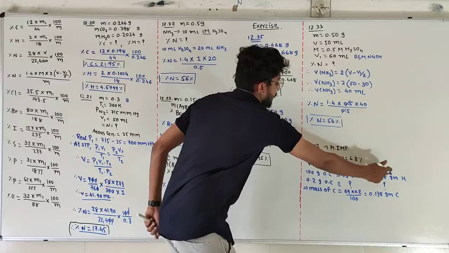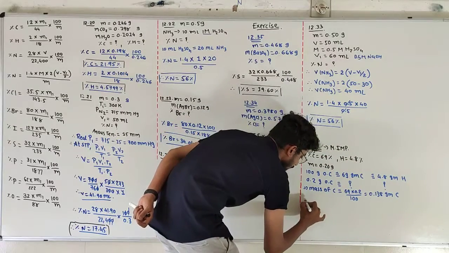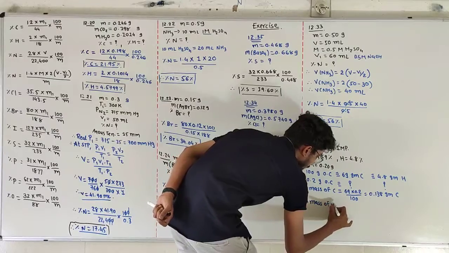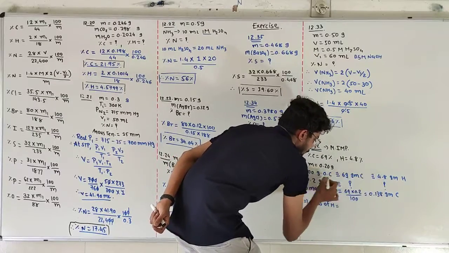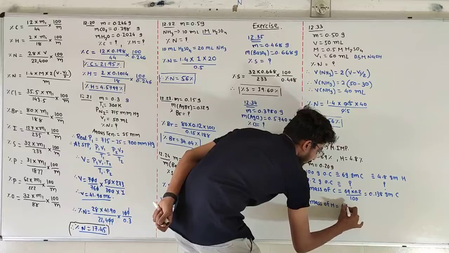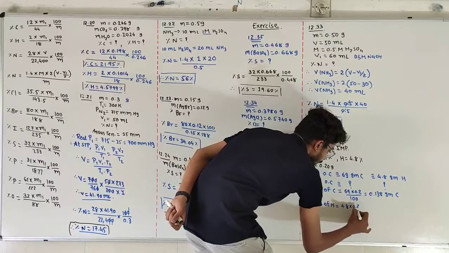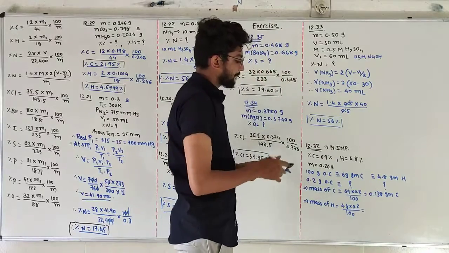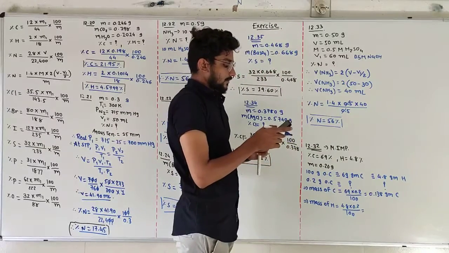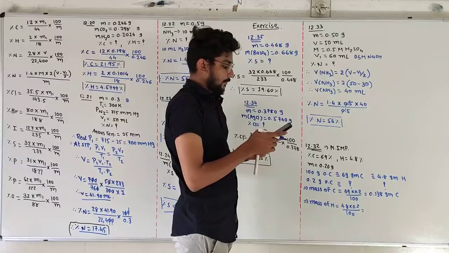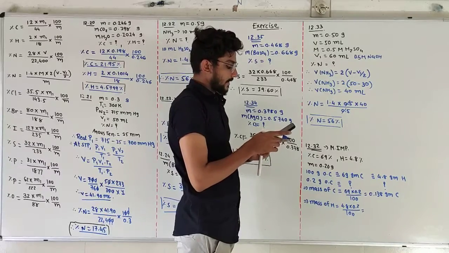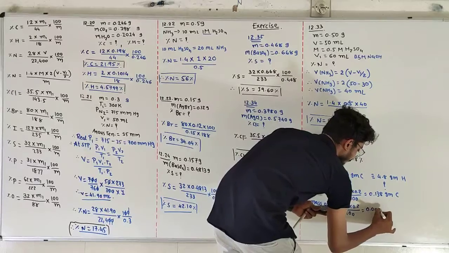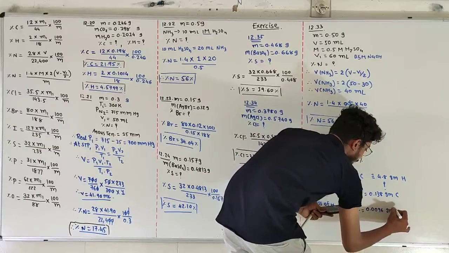Likewise, let's calculate the weight of hydrogen. So mass of hydrogen will be equal to, by cross multiplication, 4.8 into 0.2 divided by 100. Let's calculate it. 4.8 into 0.2 divided by 100 will be equal to 0.0096 gram of hydrogen.